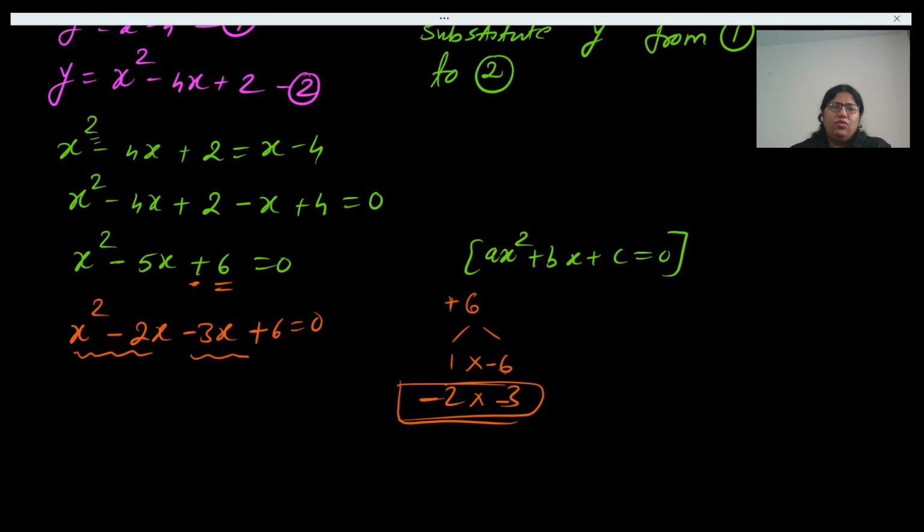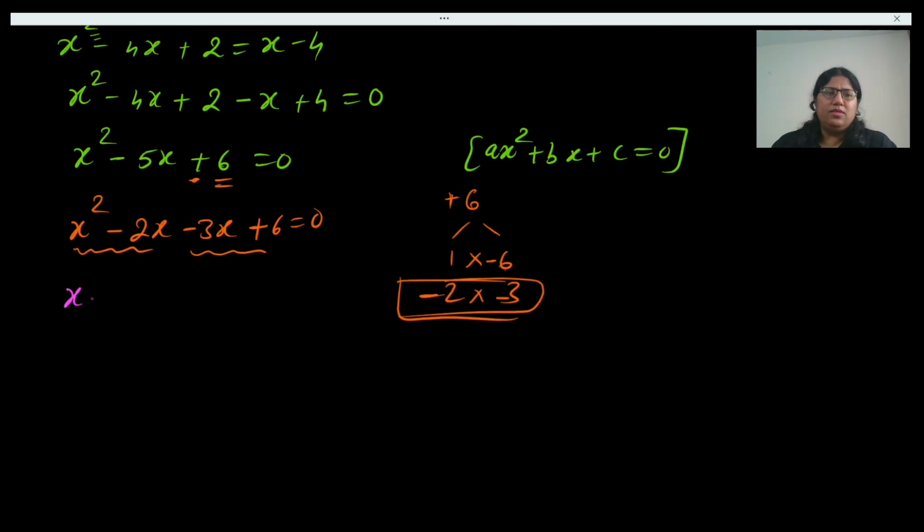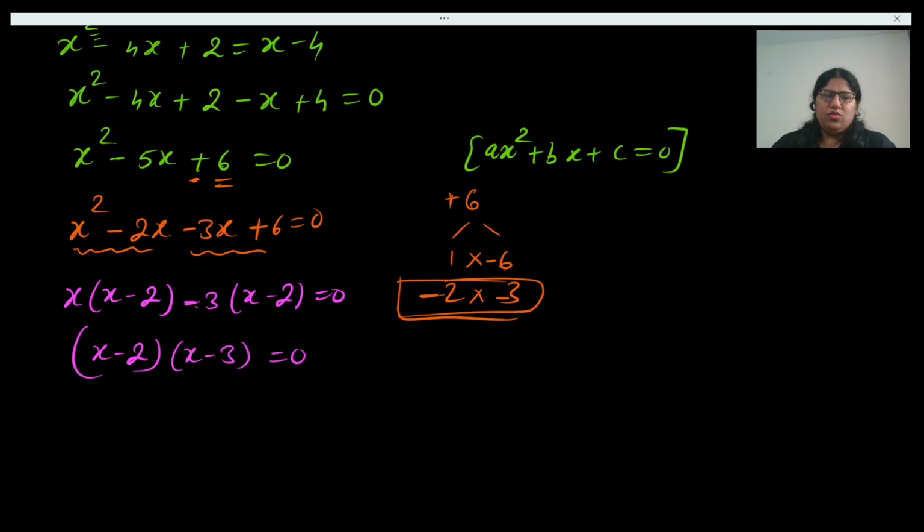So after that you do the grouping. You can take x common, x minus 2 minus 3 is common, x minus 2, which is 0, and you get the factorized form x minus 2 times x minus 3, which is going to be equal to 0. Now if I take x minus 2 equals 0 or x minus 3 equals 0, what are your two solutions? 2 or 3.